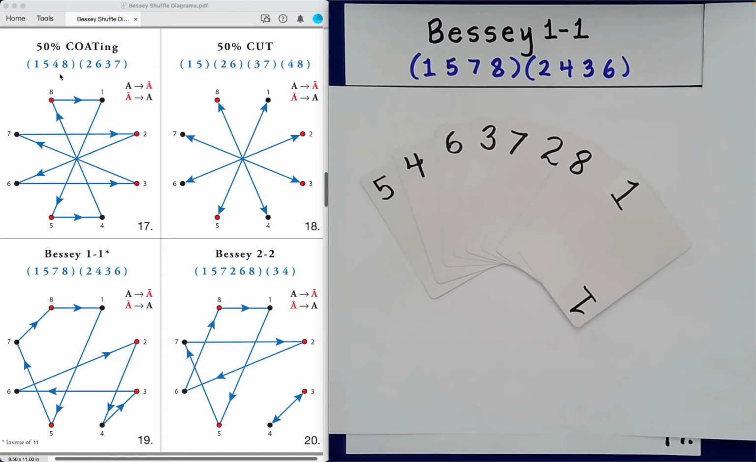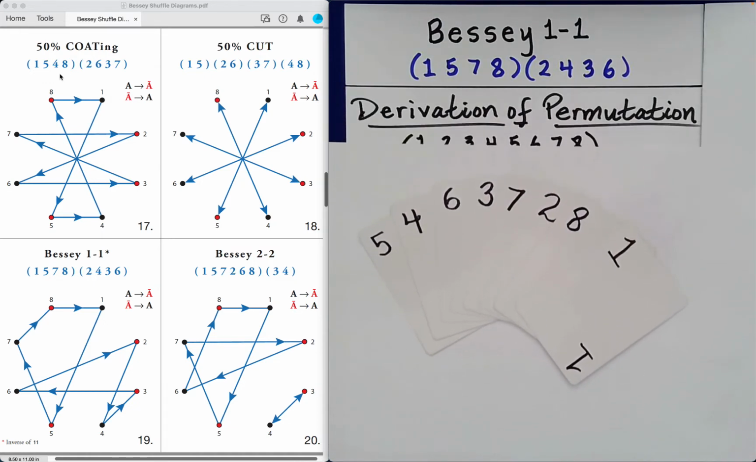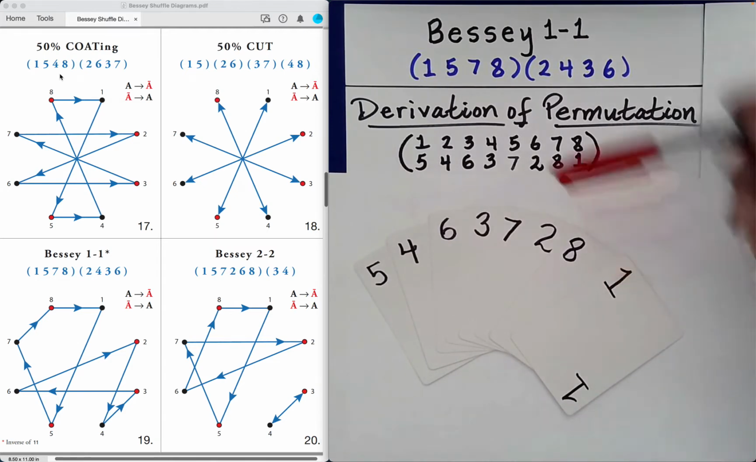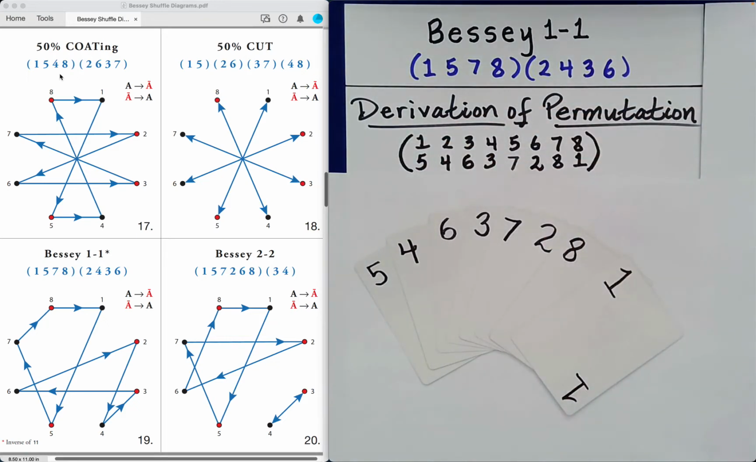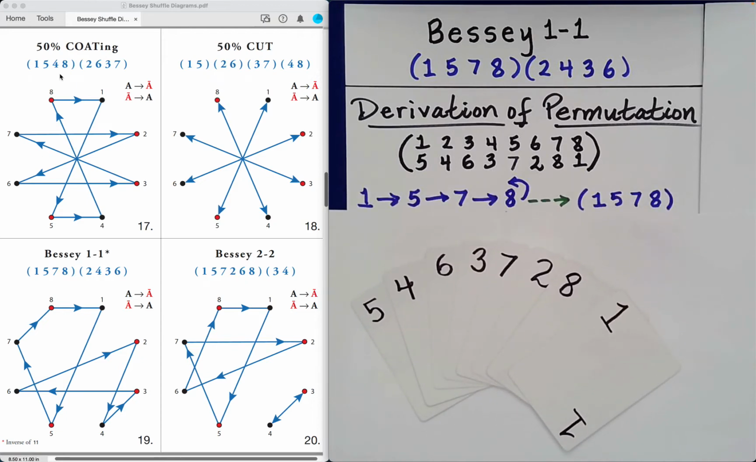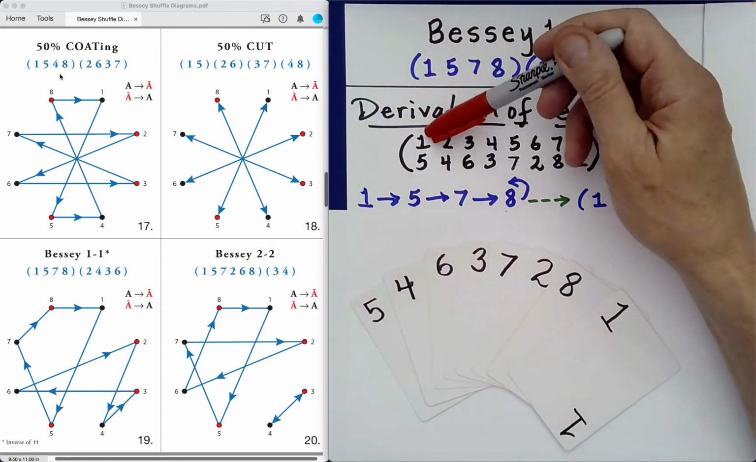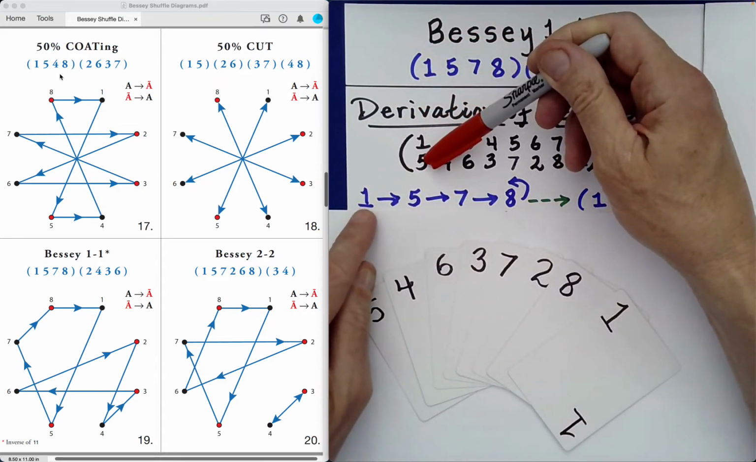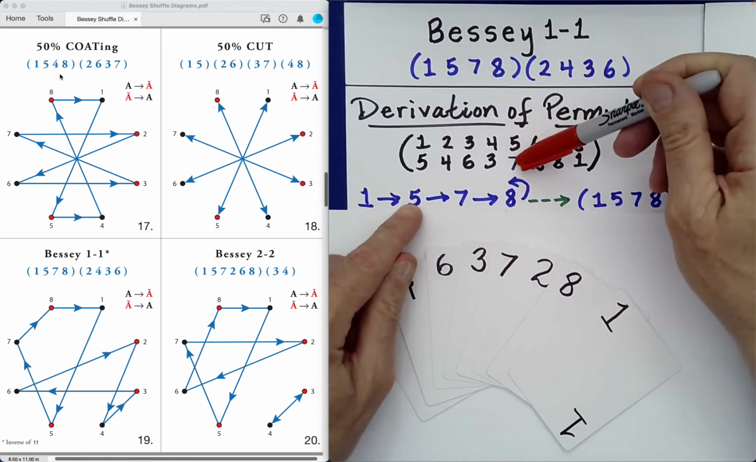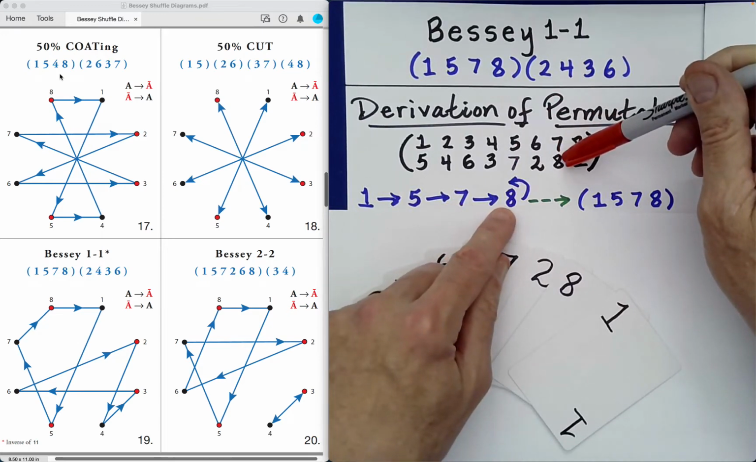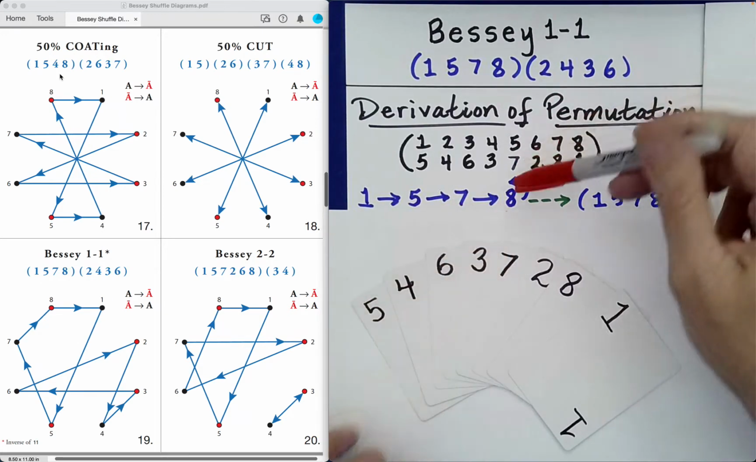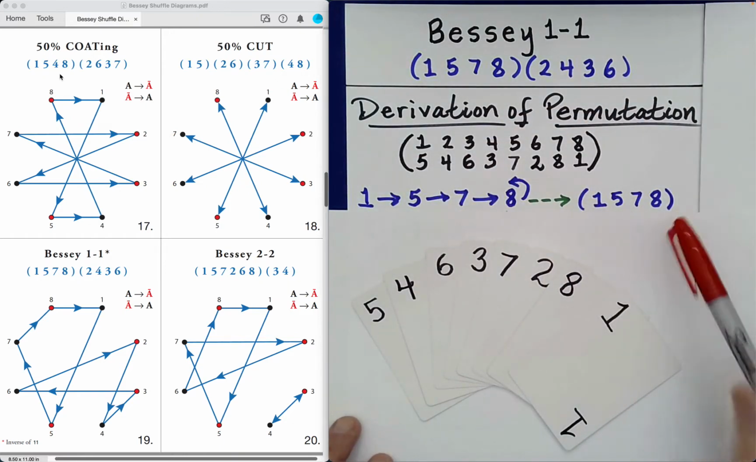And so if we look at Cauchy's 2-line notation for this permutation, we get the following: 5, 4, 6, 3, 7, 2, 8, 1 on the bottom row of the 2-line notation. And then we can convert this to cycle notation by just following the movement of these values. So for instance, we see that 1 goes to 5, so there's an arrow from 1 to 5. 5 goes to 7, so 5 goes to 7. 7 goes to 8, so we have an arrow from 7 to 8. And then 8 goes back to 1, so it cycles around, so we get a 4 cycle.